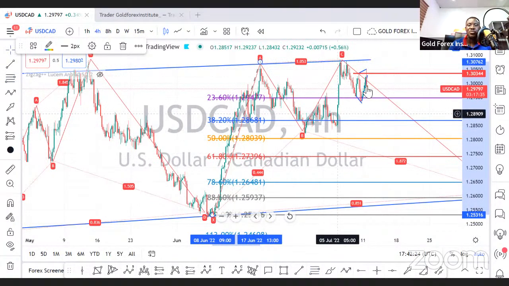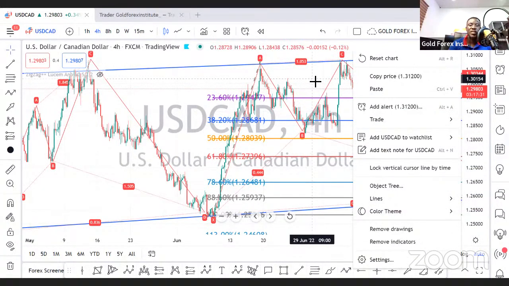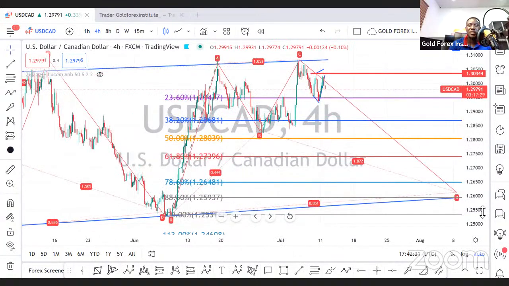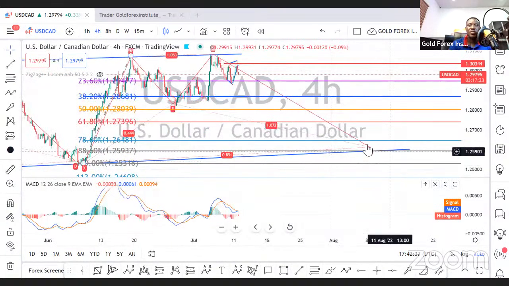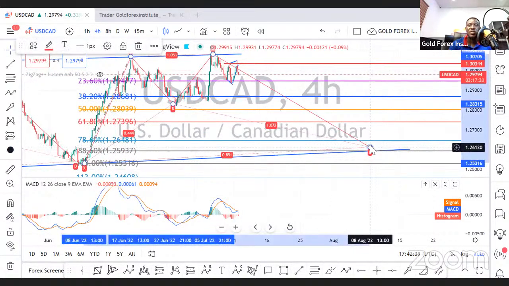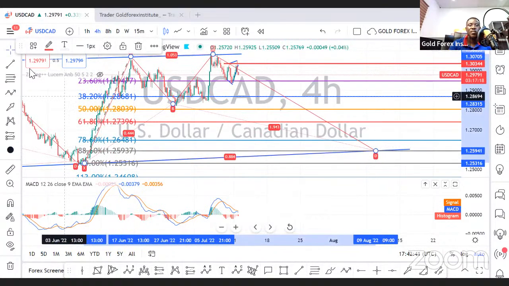This is 38.2. So I'm expecting it to hit at least 88 Fibonacci ratio. Okay. So 88, we get to this level.